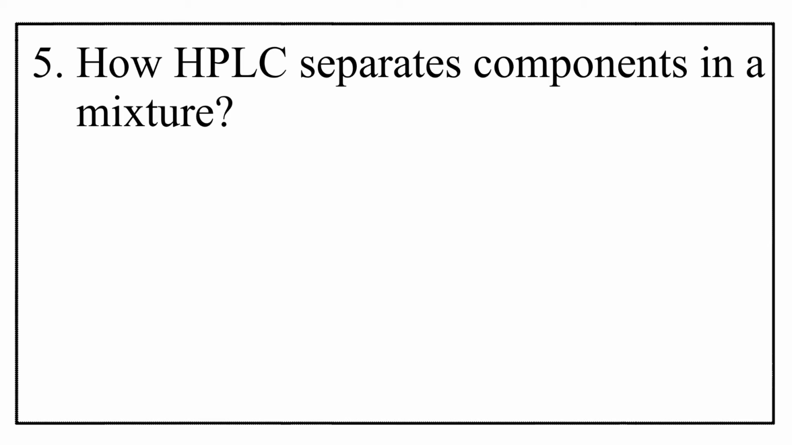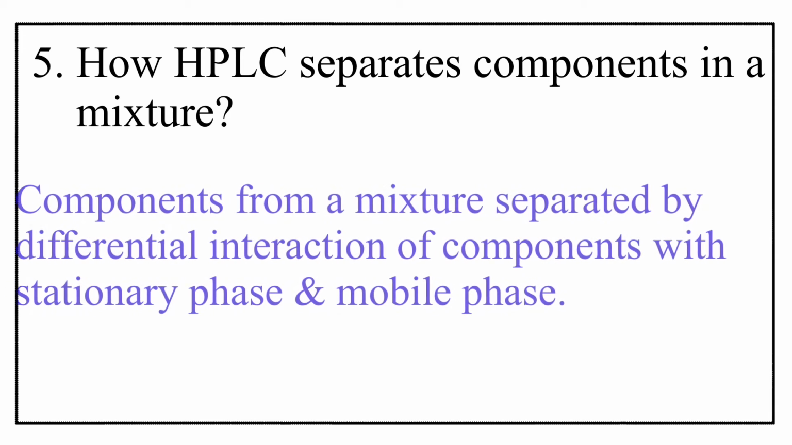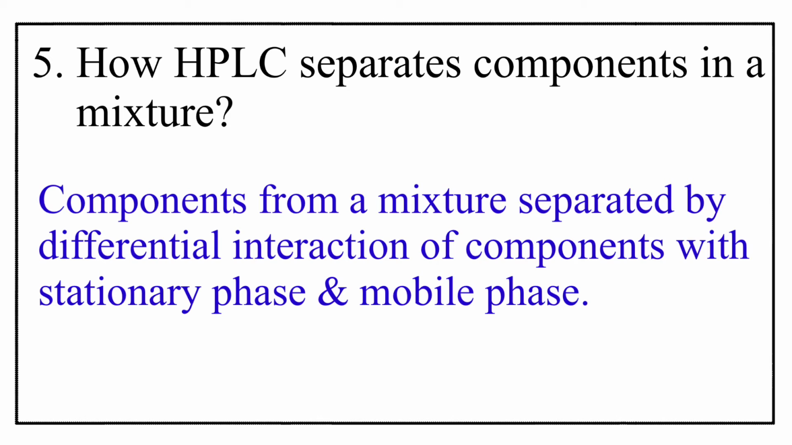Now comes question number 5. How does HPLC separate components in a mixture? The answer is, HPLC separates components based on their differential interactions with the stationary phase and the mobile phase. The components which have stronger interactions with the stationary phase will elute later, whereas the components which have weaker interactions with the stationary phase will elute early.